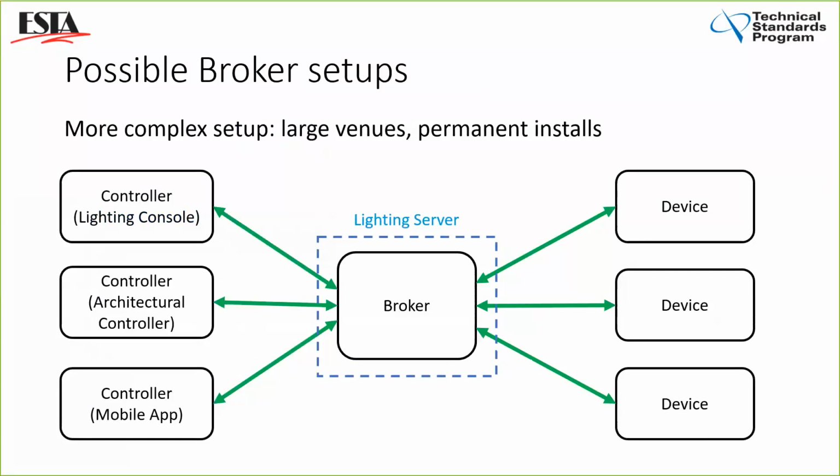In a more complex setup, you might find a broker on its own on some dedicated server hardware that might have some higher resources and is able to maintain the state of the entire system. In this case, all the connections would be external. You would have a broker sitting on a server somewhere in a closet, and a lighting console, architectural controller, mobile app, all of those things would discover and connect to the broker, and the broker would also maintain the connections to all the devices and maintain a device list that the controllers could query.